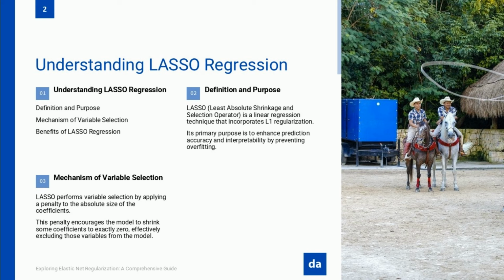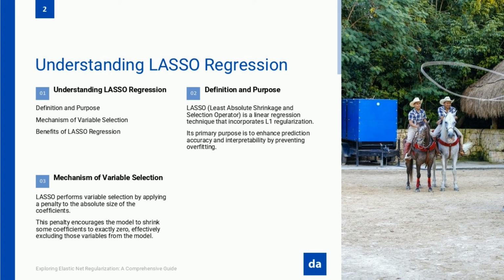Lasso steps in and says, hey, if a feature isn't pulling its weight, let's shrink it down to 0 and move on. That's right. Lasso doesn't just reduce the influence of weak predictors, it completely eliminates them. It applies what's called L1 regularization, which means it penalizes the absolute values of your coefficients. The result? A model that's not only more interpretable but also resistant to overfitting. Here's why that's a big deal.